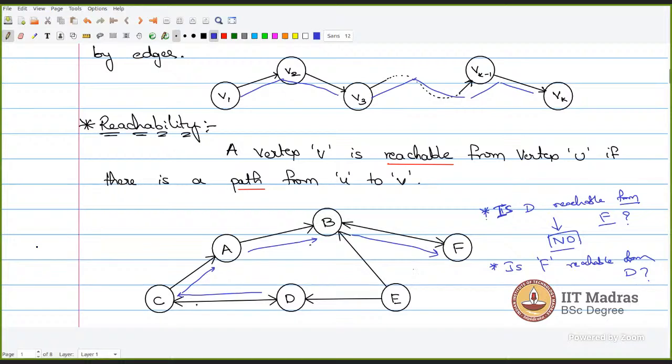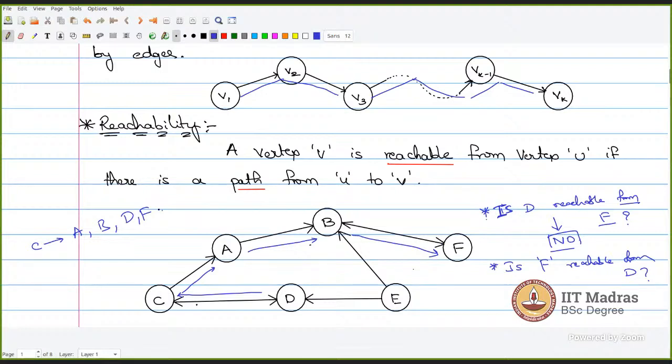Yes, correct. From C I can go to A. From C I can go to B, that means from C to A and A to B. And also from C I can go to F, and C to D also. So I can travel to A, B, D, F, except E. Correct? So I can ask you questions like this also when it comes to reachability.